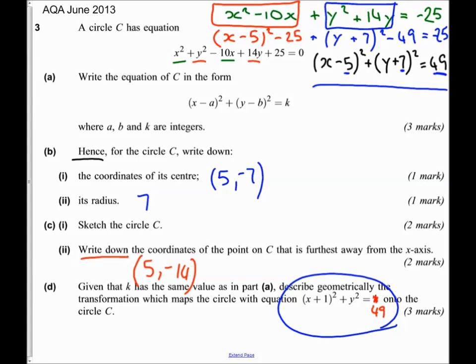Well, I'm going to have to translate it because I'm adding or subtracting. I want my centre to go from (−1, 0) to (5, −7). So to go from −1 up to 5, I'm going across 6. And to go from 0 to −7, I've got to take away 7 from my y values. In OCR, we tend to write it as a translation parallel to the x-axis of 6 units and a translation parallel to the y-axis of −7 units.